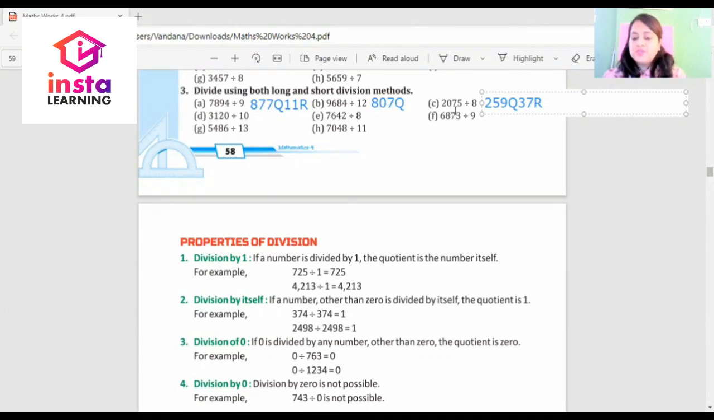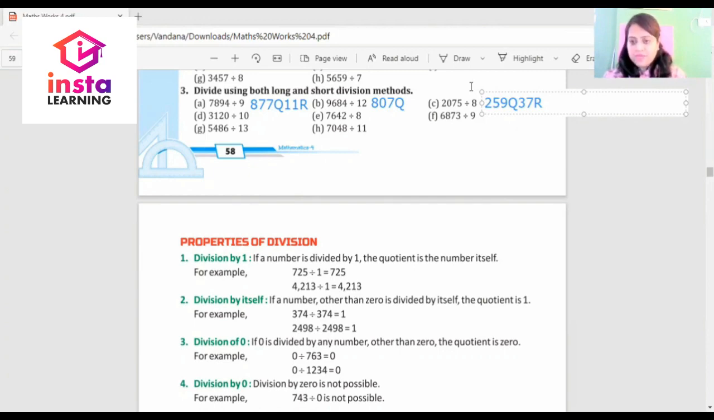Okay. And in this C question, 2075 divided by 8. 8 is your divisor and 2075 is your dividend. So just use the long method to find the answer first. Answer is 259 quotient, 3 is your remainder. Okay, students. So do these remaining sums in your notebook.